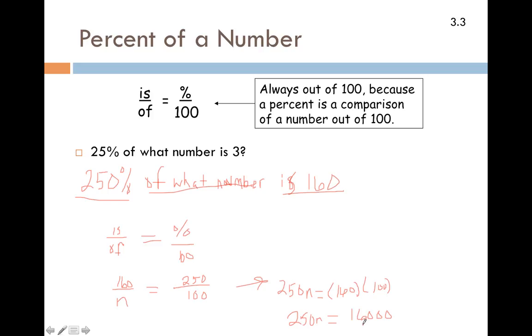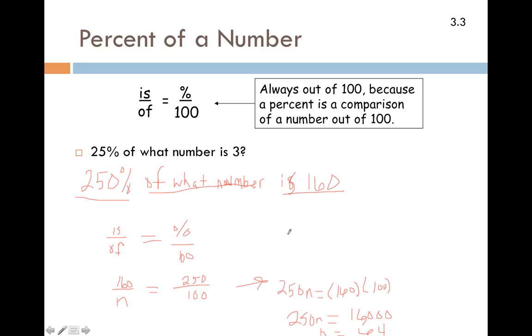So I'm going to go 16,000 divided by 250. Nope, it gave me 64. So n is 64. Okay, so my final answer is 64.